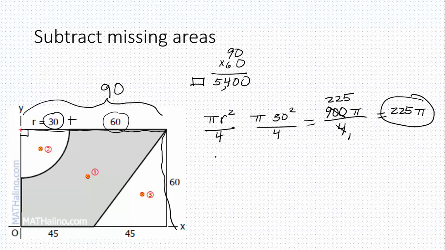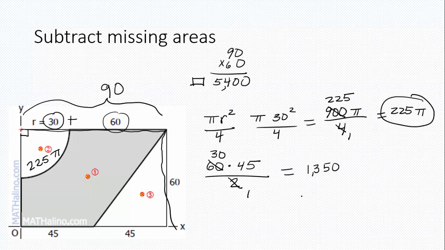Okay, and finally, let's look at the triangle. So our triangle is 60 by 45. We're going to multiply those and divide by 2 because it's a triangle. I can reduce ahead of time, which I like to do whenever one of the dimensions is even. I always divide it by 2 right at the beginning. Then I just have to do 30 times 45, which is 1,350.